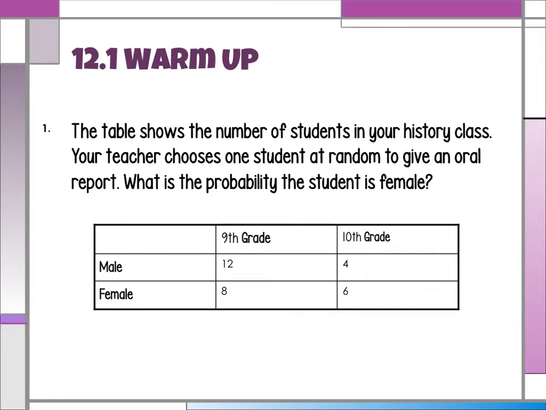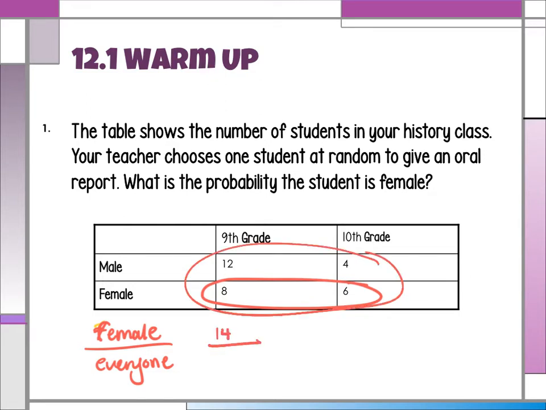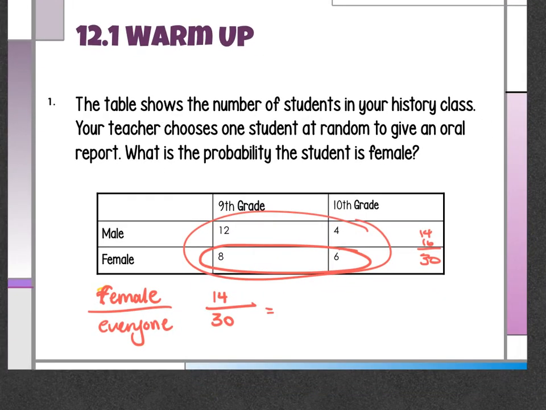So I want to figure out the probability that it's female, right? So female over the entire population from the room. I'm just going to add up the females that are in 9th or 10th grade, which would be 8 plus 6 or 14. And then everybody. So that 14 plus another 16 means there's 30 total in this class. And then simplify it as much as I can. So if I want to leave it as a simplified fraction, it's 7 over 15.